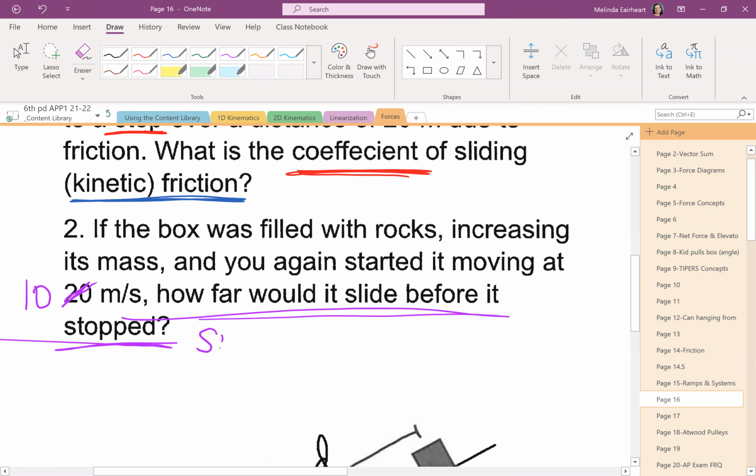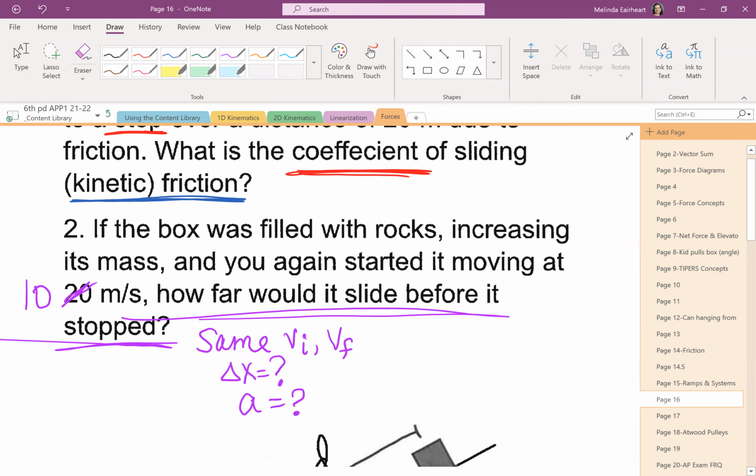So we've got the same initial velocity. We've got the same final velocity. We're trying to figure out this displacement. And if you're like, those are kinematic terms, yes, they are. We need to decide, well, does it have the same or a different acceleration? And so to figure that out, maybe we start with forces. It's still a box sliding across a floor, slowing down due to friction, right? The only difference is it's more massive. And so we still have an F net equal to that frictional force in the negative direction.